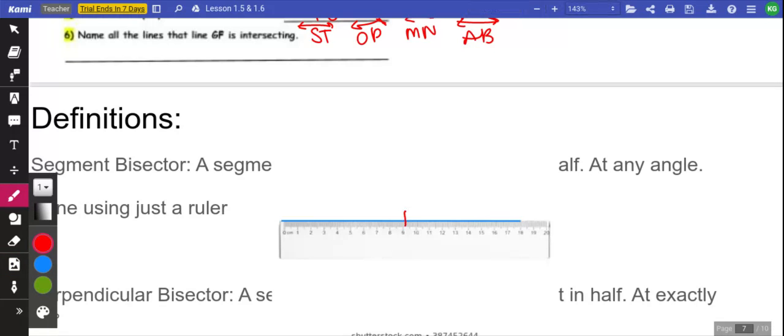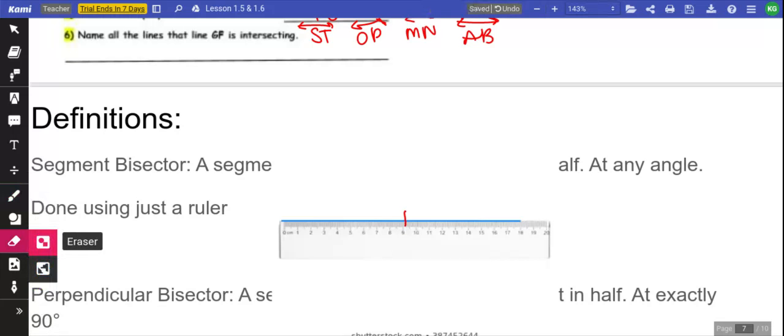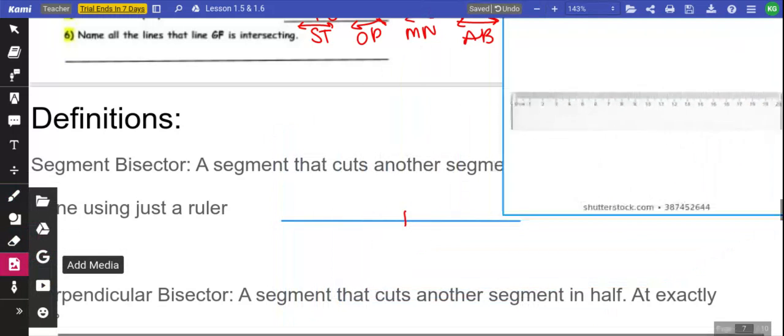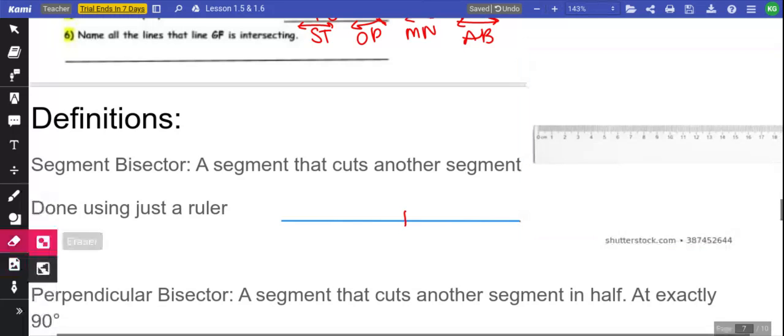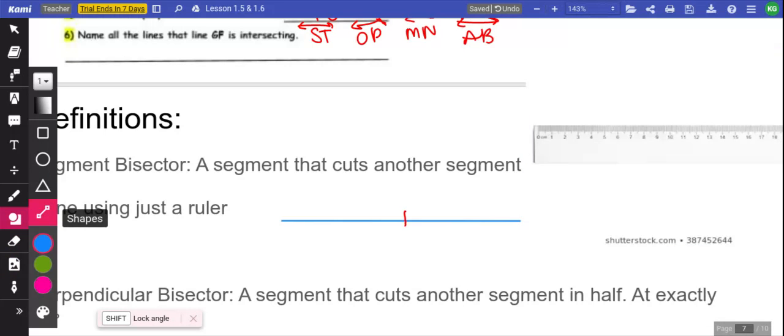And then for my segment bisector, it can be at any angle. So it can be perpendicular. It can be at any angle. So let me find my line. I just need to make sure that I draw a line that goes through that middle section. So that would be a segment bisector. How we show that it cut it in half is we put a 1 mark here and a 1 mark here. So that shows that the original segment was cut in half.